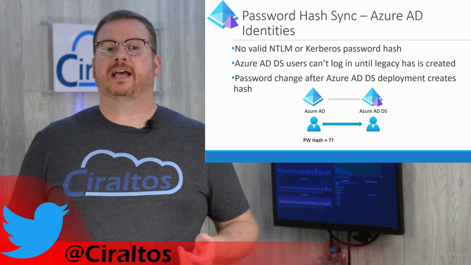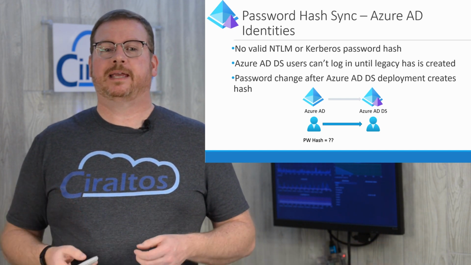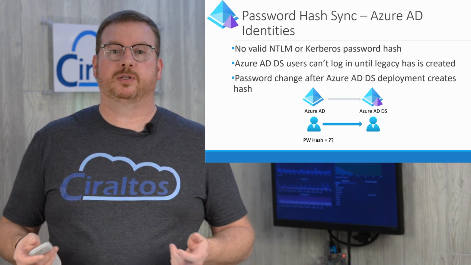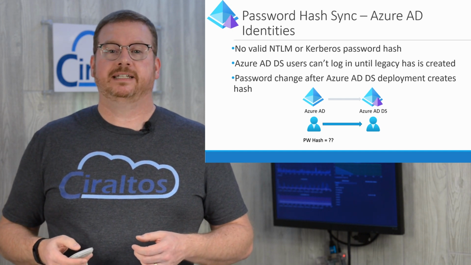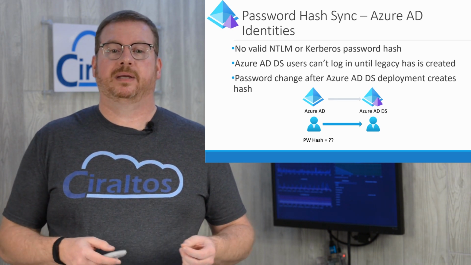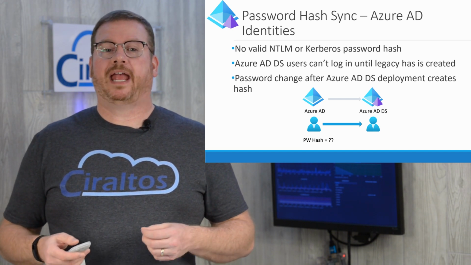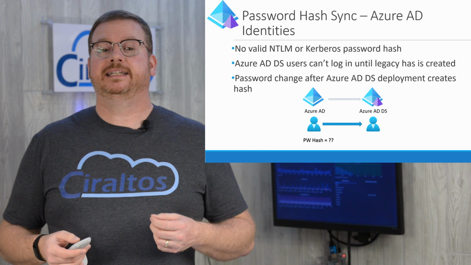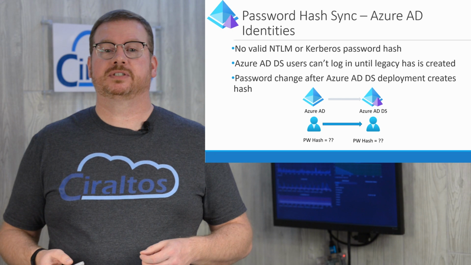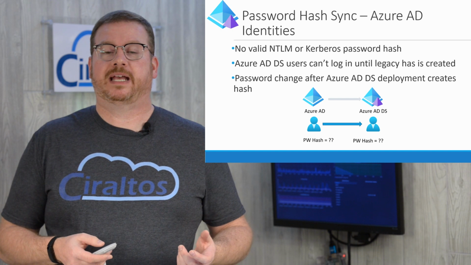Let's move on to how same sign-on works with identities sourced from Windows AD. Same sign-on means users can use the same credentials across multiple directories. This is important so users don't have to keep track of multiple usernames and passwords. Azure AD Domain Services relies on a legacy password hash format that supports NTLM and Kerberos authentication to authenticate the users. The problem is, until you deploy Azure AD Domain Services, Azure AD does not store password hashes in a format that supports NTLM and Kerberos. Azure AD also doesn't store passwords in a way that would allow it to generate those password hashes.